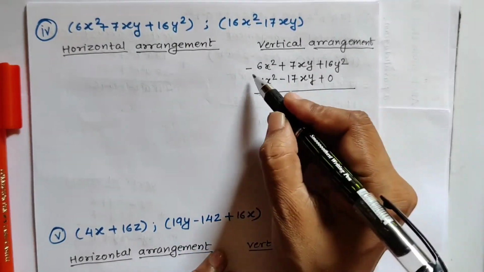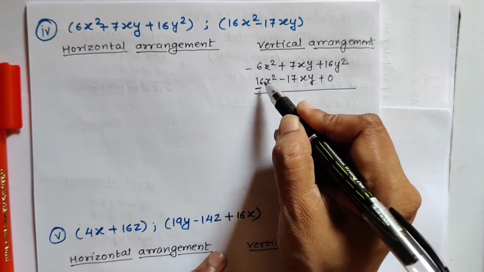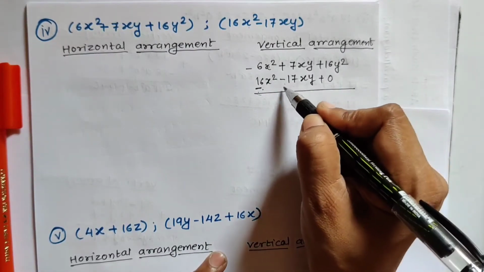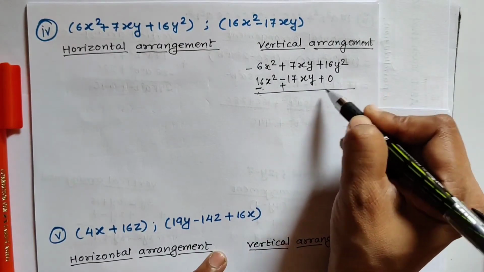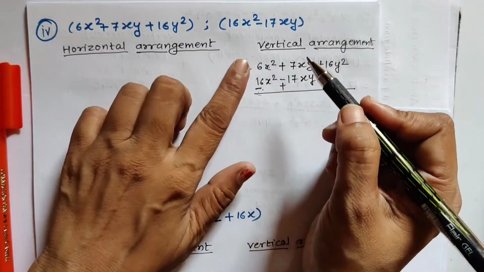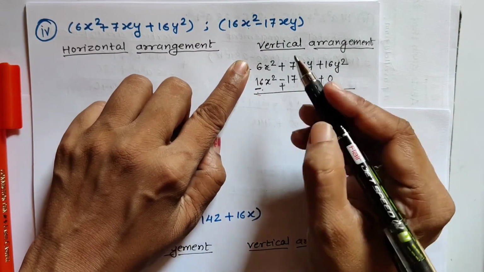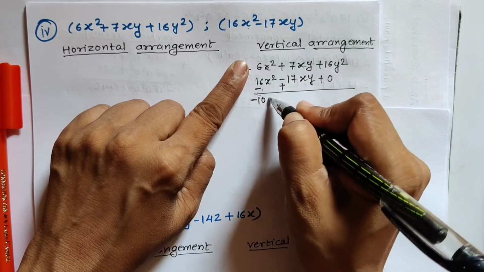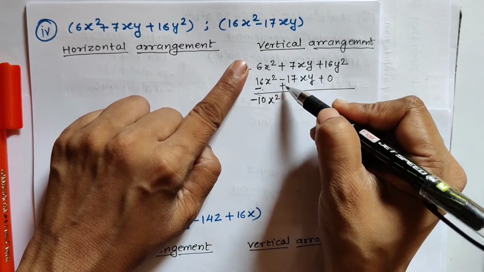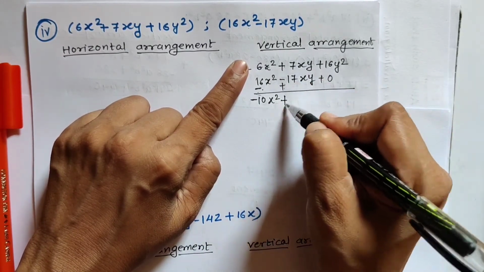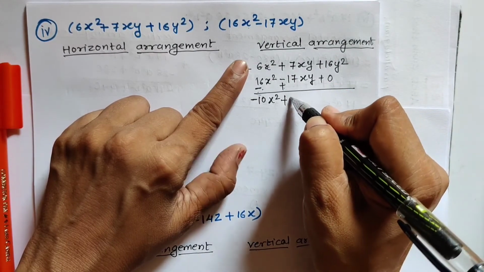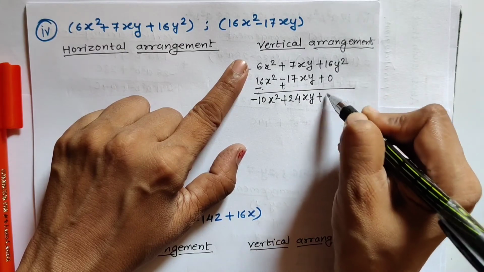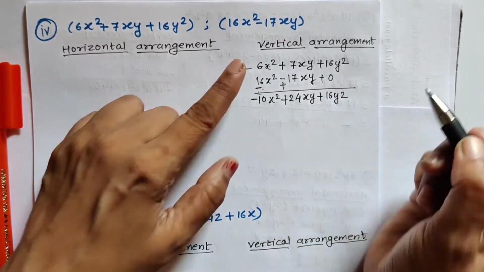Minus. Now minus is there. So we change the sign. Plus 16x square will become minus 16x square. Minus 17xy will become plus 17xy. Here no need to do anything. Now see the change sign. Plus minus becomes minus. Sign of bigger number. 16 minus 6, 10x square. Now see the change sign. Plus plus, plus plus plus. 17 plus 7 is 24xy. And here nothing was there. So we write this 16y square as it is.